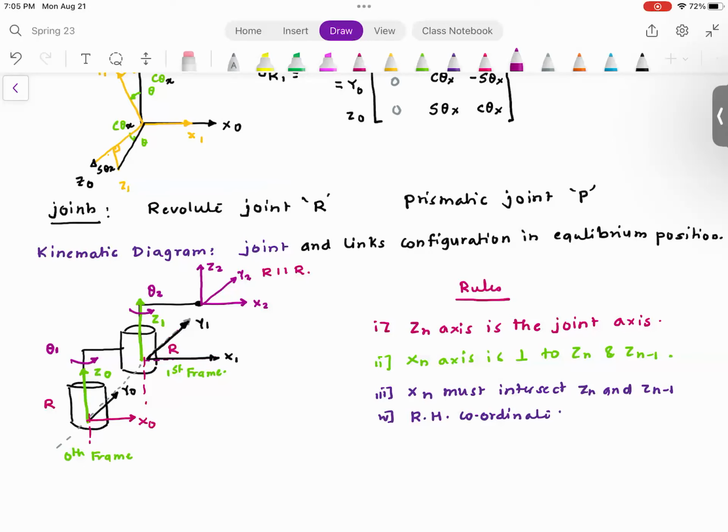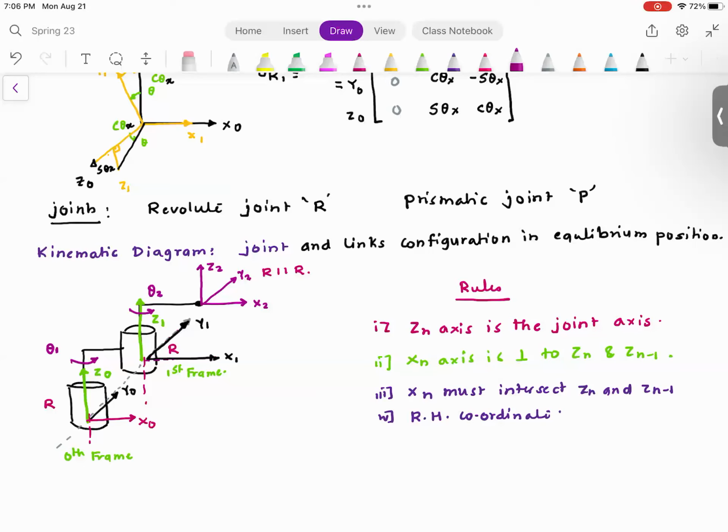The kinematic diagram should be drawn when all the thetas are zeros and the robot is fully extended. You cannot draw a kinematic diagram when the robot is folded onto itself. So you have one link, this is one revolute joint, you have another link, then you have the second revolute joint, and now what you have is this robot. Everyone understood about the kinematic diagram?